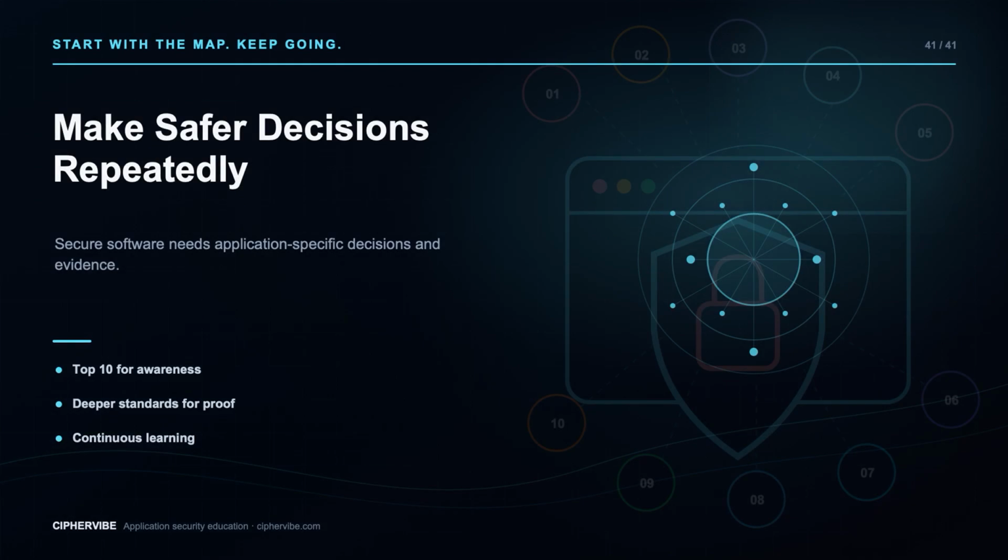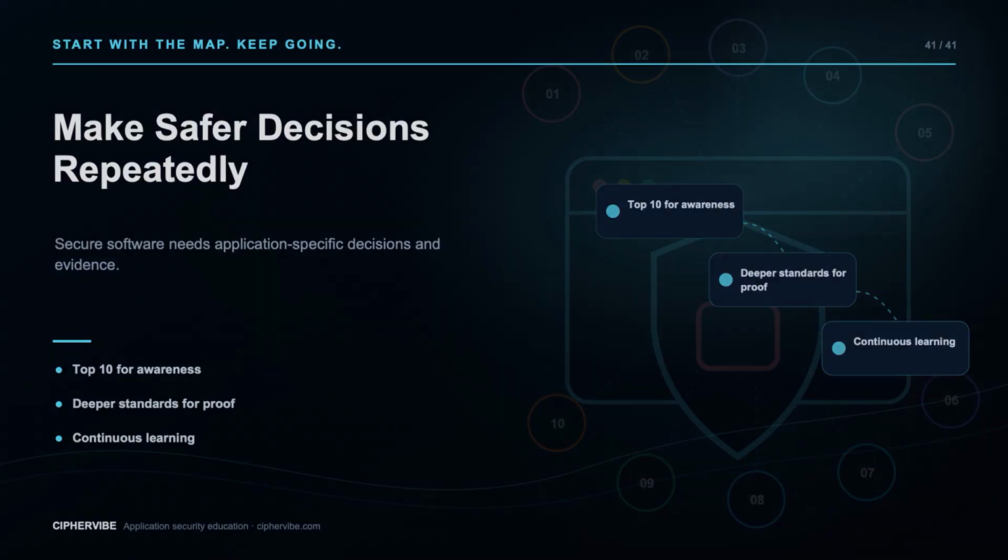Use the OWASP Top 10 as the shared map. Then threat model your application, define verifiable requirements, test authorized systems, protect the delivery chain, monitor production, and learn from failure. The goal is not to claim coverage. The goal is to make safer decisions repeatedly.